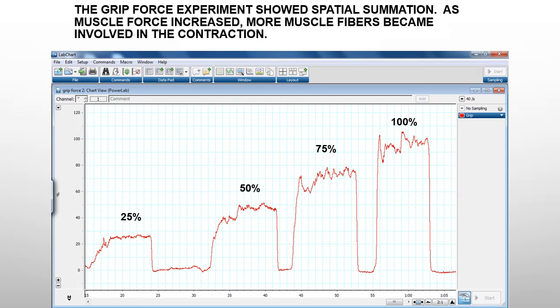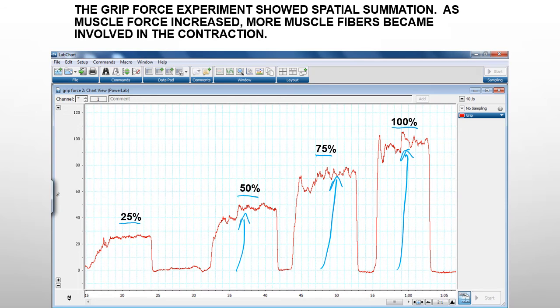So we're increasing the amount of force that is occurring because we're increasing the amount of motor units that are involved. And so in the lab, we asked the students to do a contraction that is 25% of their full strength, 50%, 75%, and then give everything that they can in terms of grip. And you can see that as they go through this process, the amount of force that is being generated keeps going up and up and up. We're involving more and more of the muscle in order to get to that point, which means that we're having to spatially summate by increasing the amount of motor units that are involved.